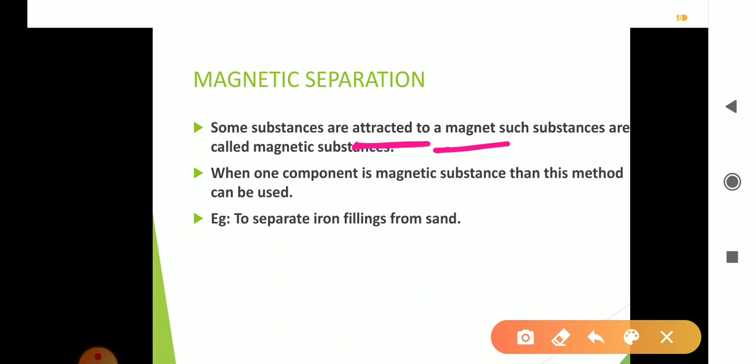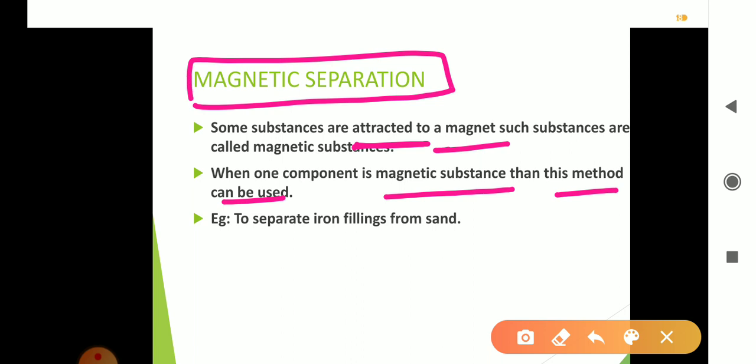And when one component of any mixture is a magnetic substance, then that particular component can be separated with the help of this method, magnetic separation, right? Because that particular component, that is the magnetic substance, will be attracted toward the magnet, or with the help of a magnet we will easily separate it.